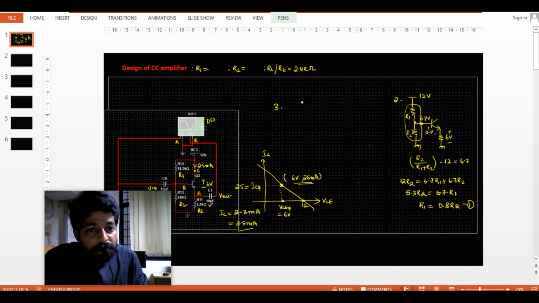Let me redraw the circuit as it is. And here my transistor circuit is this one, where the emitter resistance we calculated is around 2.4 kilo ohms. So around 2.4 kilo ohms is required. What I do is, instead of connecting this entire network to this one, I will be simplifying the input resistance offered by this network.